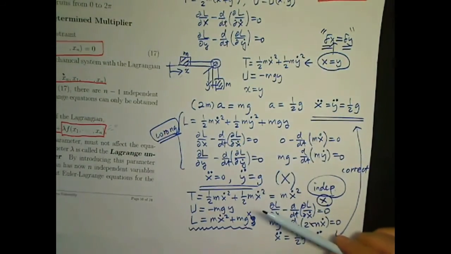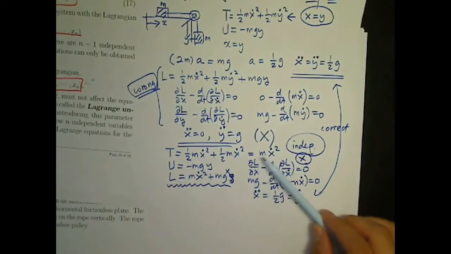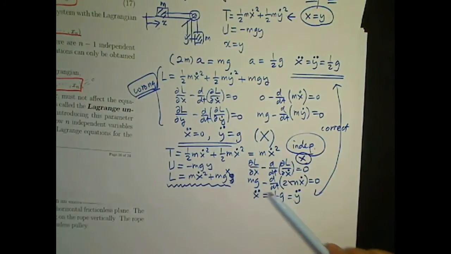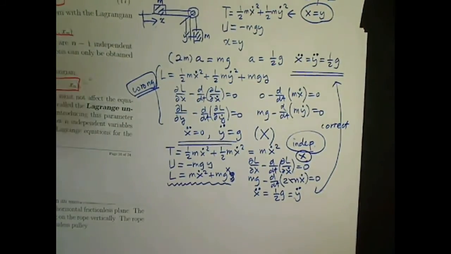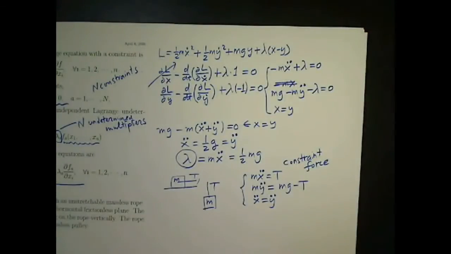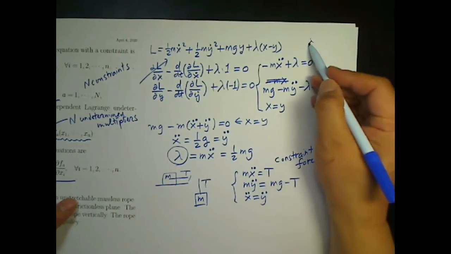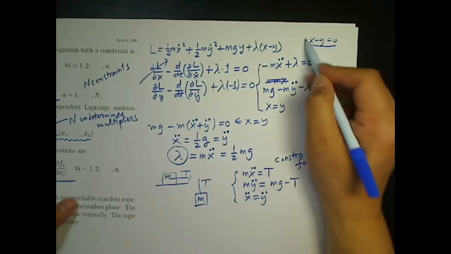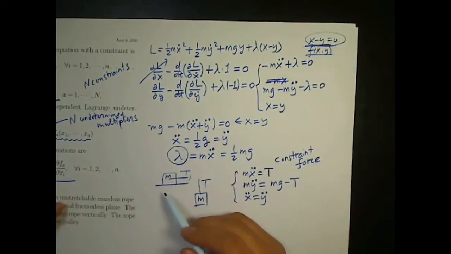Without introducing Lagrange's undetermined multiplier, we were able to find the correct answer with a single independent variable x. And at the end of the day, we obtained the value of y by making use of the identity x equals y. Now, let us introduce the Lagrange's undetermined multiplier to find the correct answer. Our constraint was x minus y equals 0. That is f(x, y). Okay, this one is 0.